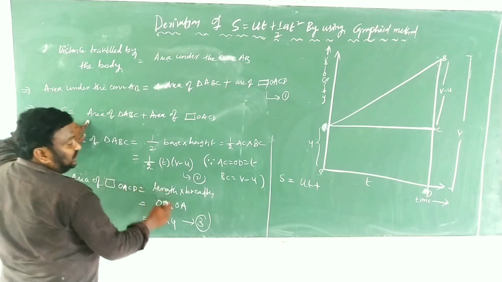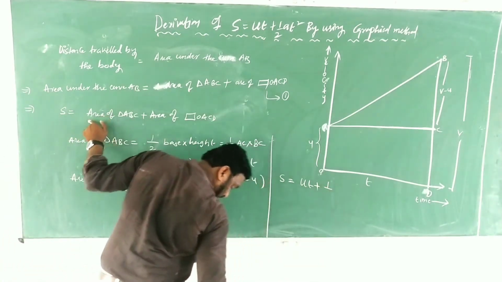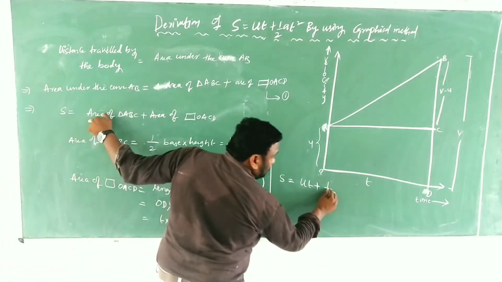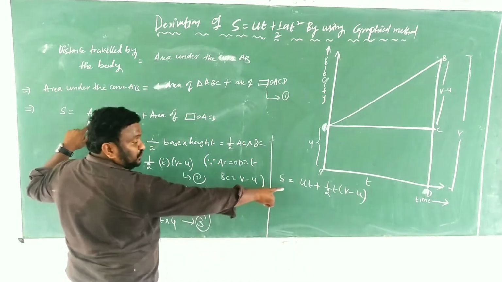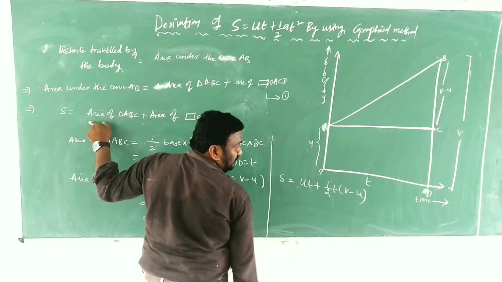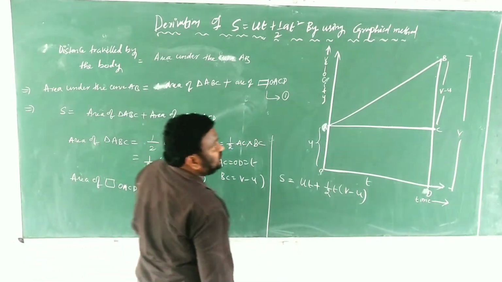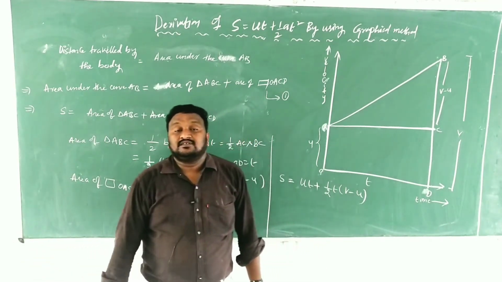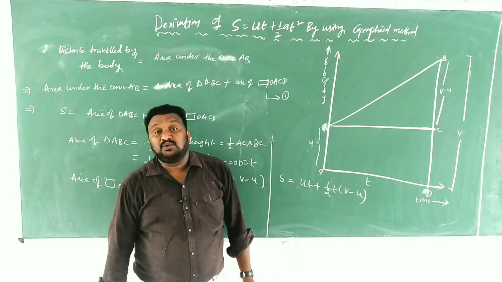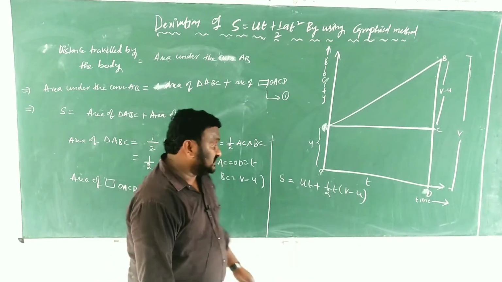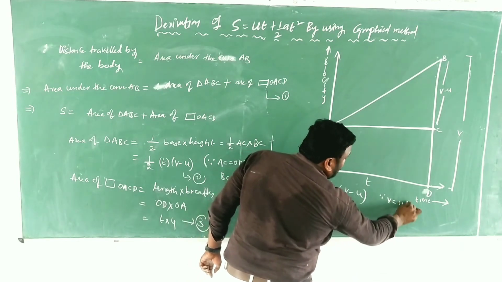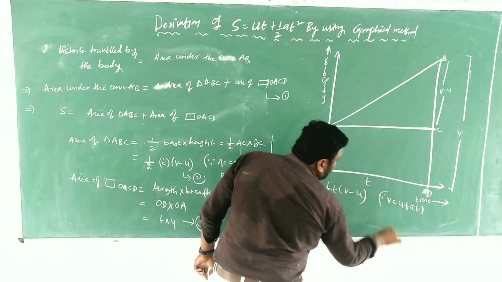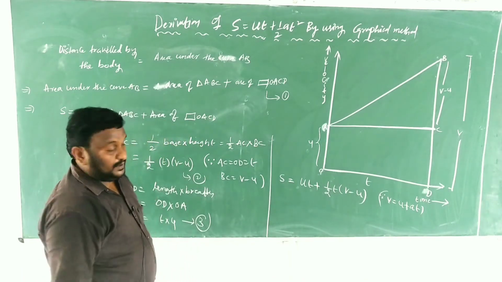Half into T into V minus U. So S is equals to UT plus half into T into V minus U. Children, here what is V? V is final velocity, and what is U? Initial velocity. That's why here all of you know, we know that V is equals to U plus AT.